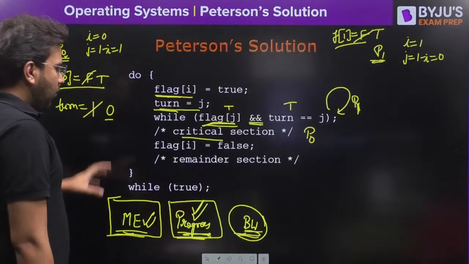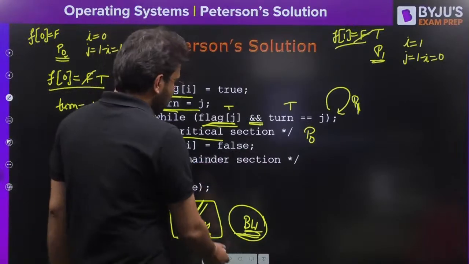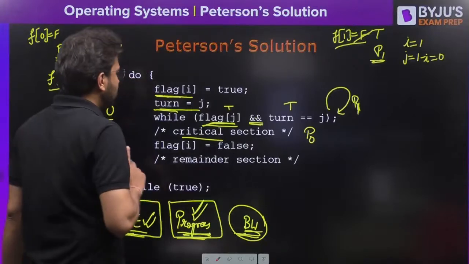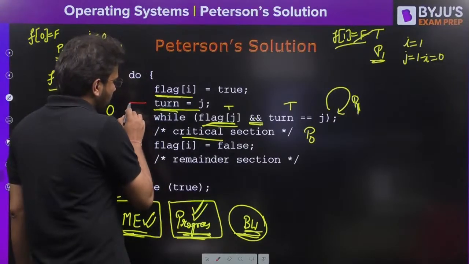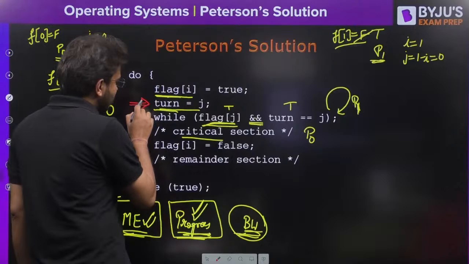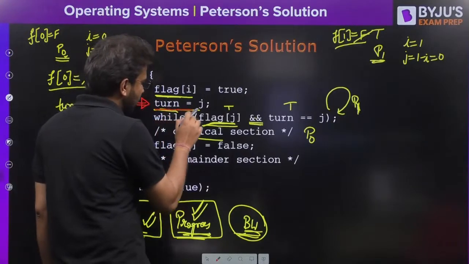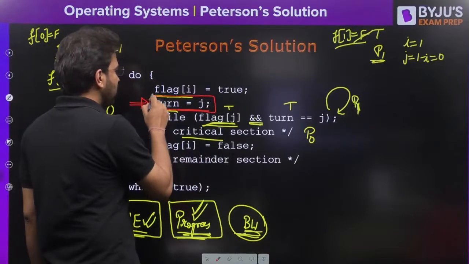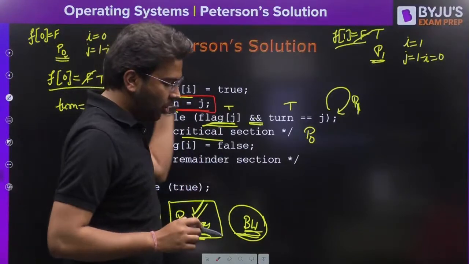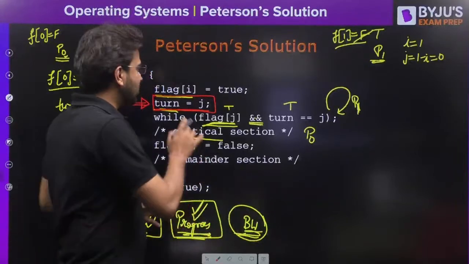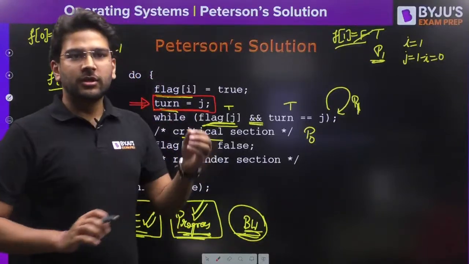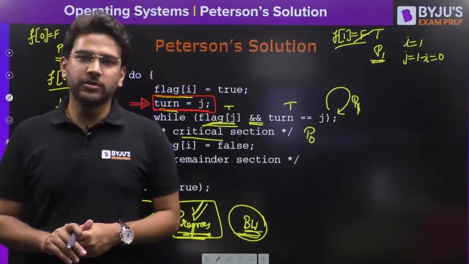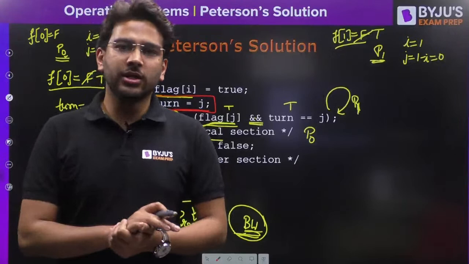Now, how bounded waiting is satisfied, you need to observe one thing here in Peterson solution. Whichever process executes turn is equal to j first, this statement, whichever process, whether P0 or P1, executes turn is equal to j first, that is going to enter into the critical section first. That is going to execute the critical section first.